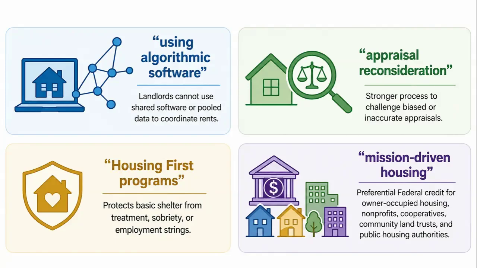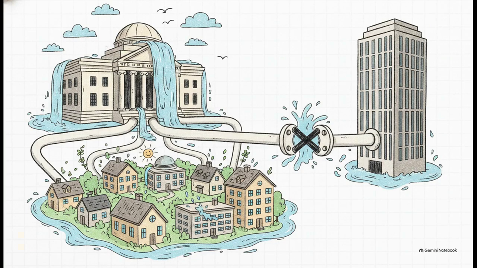Plus, the Act rewires federal housing finance. It restricts preferential federal home loan bank advances exclusively to mission-driven housing. That means this public credit only goes to owner-occupied housing, nonprofits, cooperatives, community land trusts, and public housing authorities. It effectively cuts off cheap capital for speculative investors.